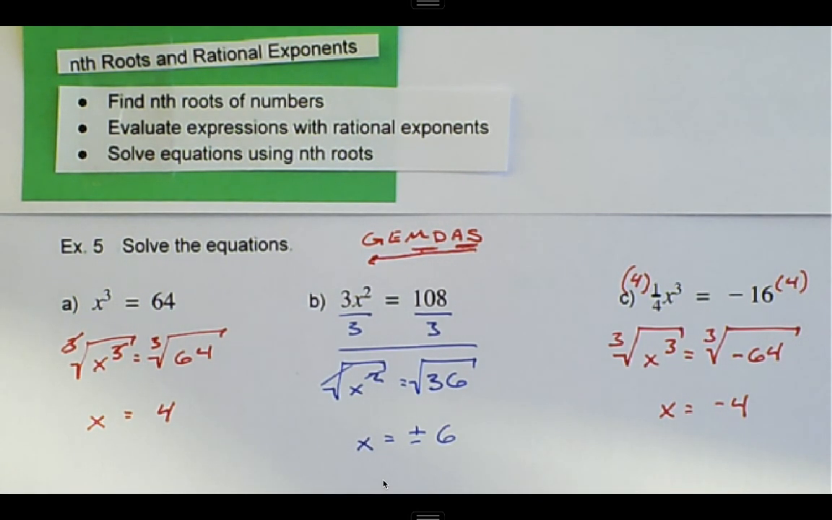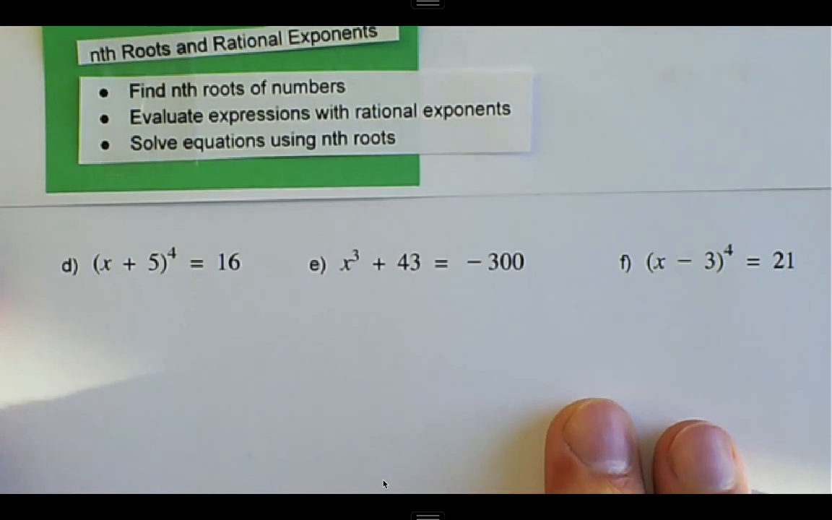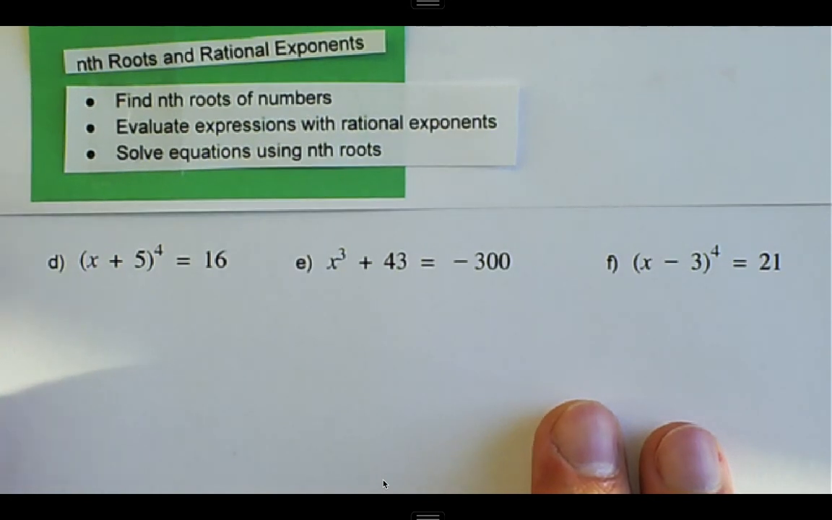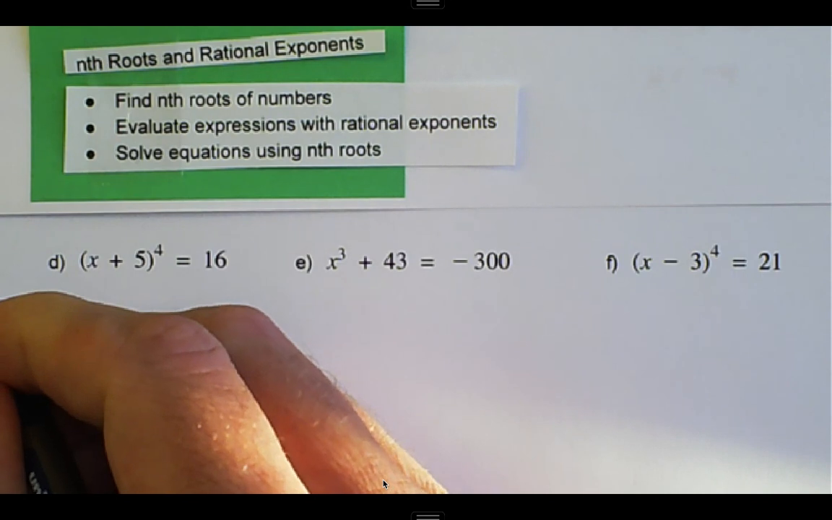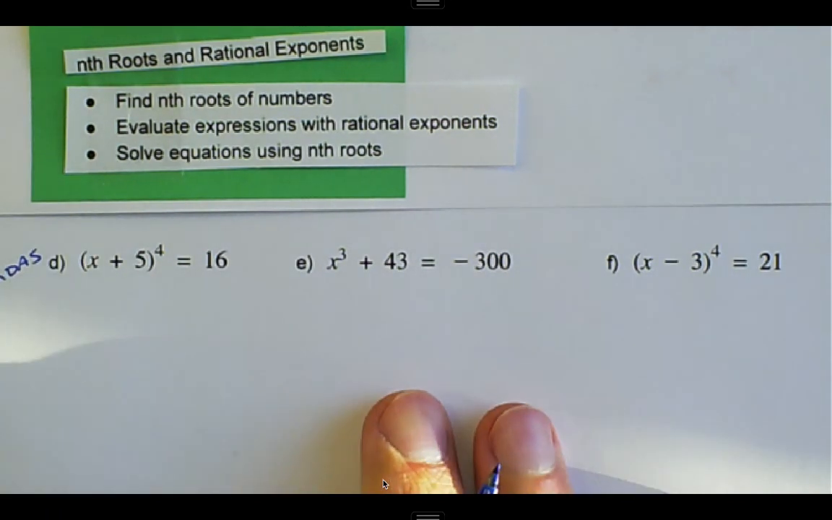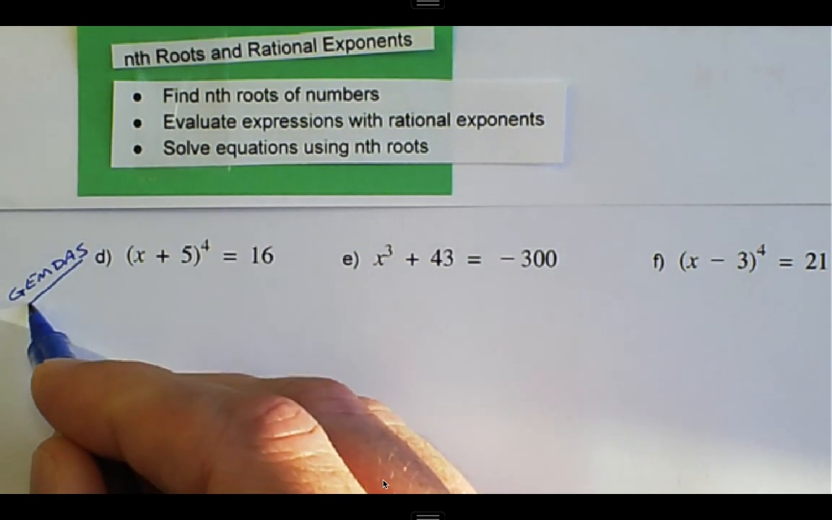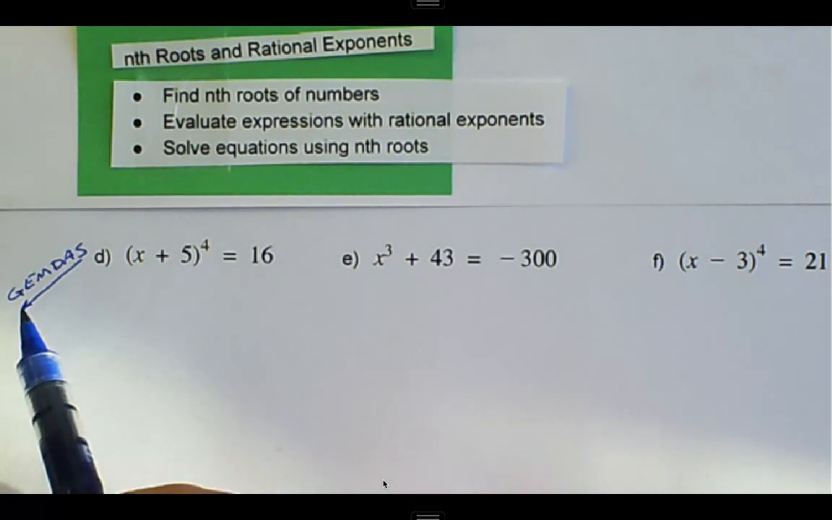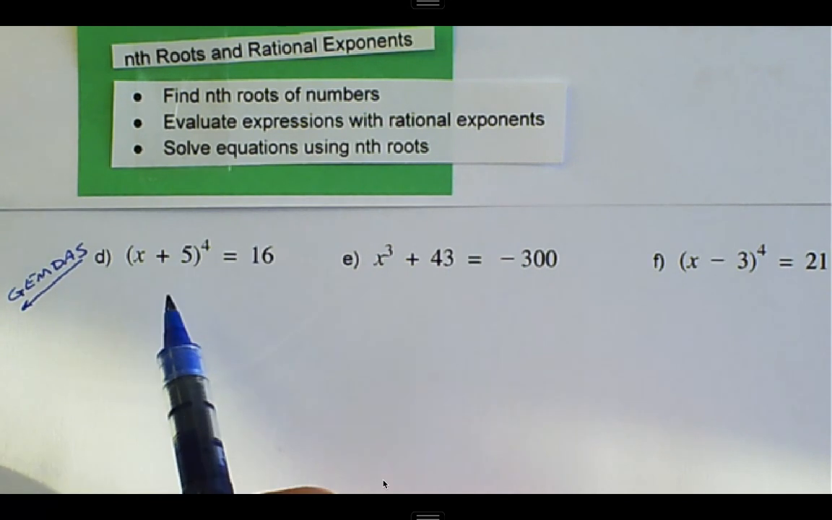A couple more examples. In this case, because we have the parentheses there, that group, when we're solving, that's the last thing that we have to come to. So we get to undo the exponents before we deal with what's inside this parentheses here.